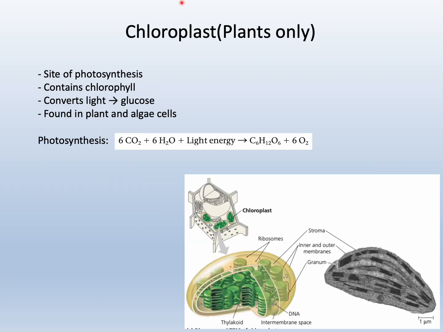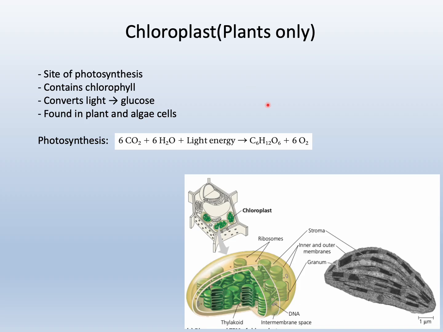Next, we have the chloroplasts. The chloroplasts are basically the solar power plant of the plant cell. They're only found in plant cells. Remember that, only plant cells. So they're found in plant cells and algae. They capture energy from sunlight and use it to make sugars through the process of photosynthesis. You can think of them as tiny solar-powered food factories.